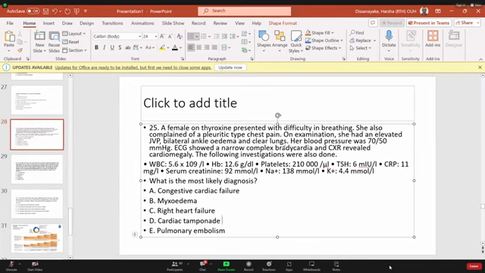Pulmonary embolism. Shortness of breath, yes. Pleuritic chest pain, true or false?